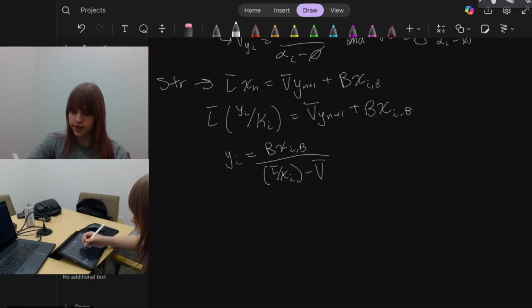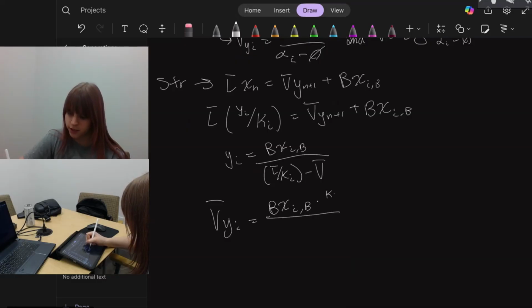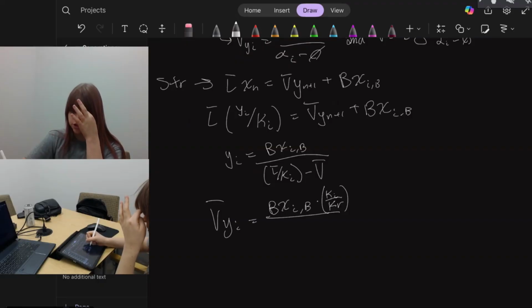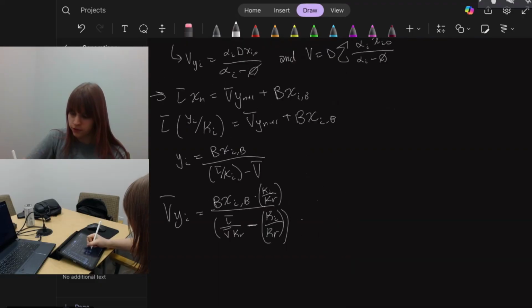So that is our yi there, and we have V bar times yi is equal to bxb multiplied by ki over kr, which remember is our reference partition coefficient there. You have L bar in the denominator divided by V bar times that reference k, and then we are subtracting that again.